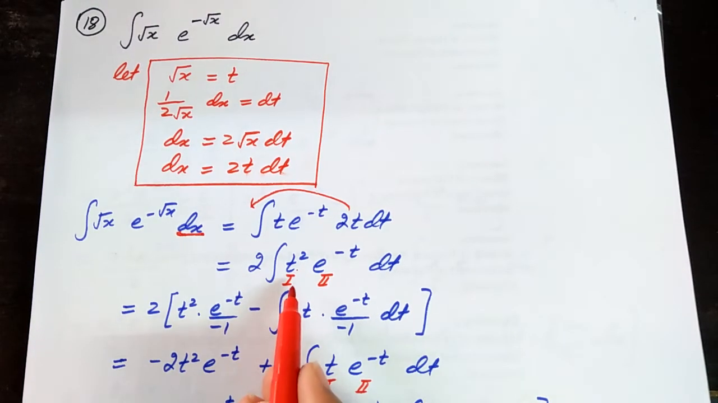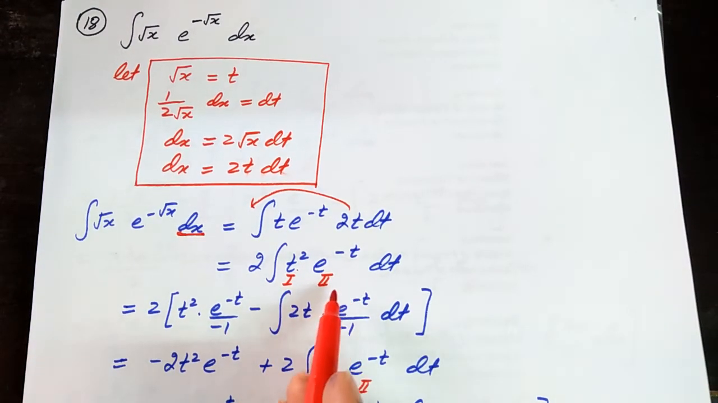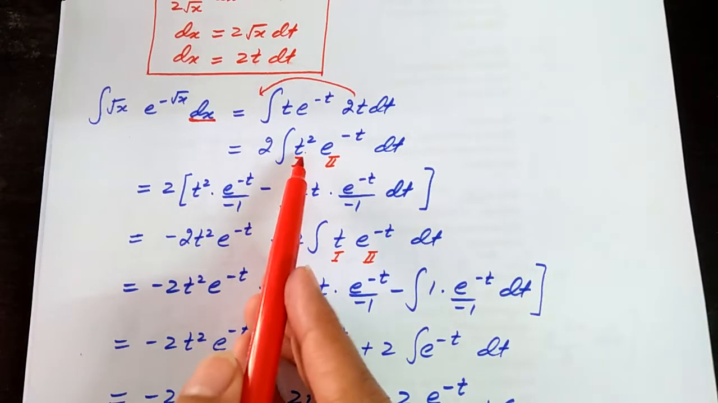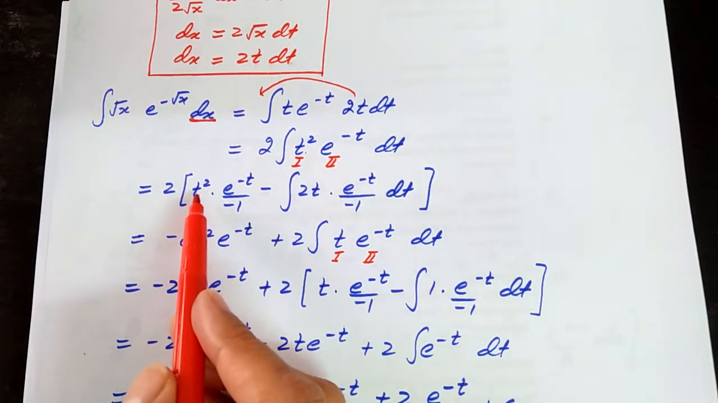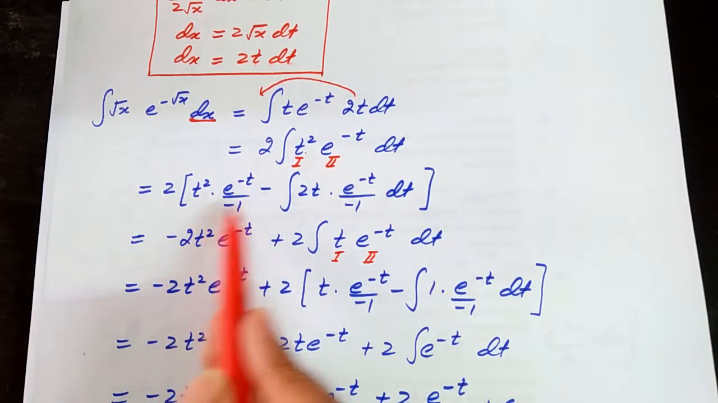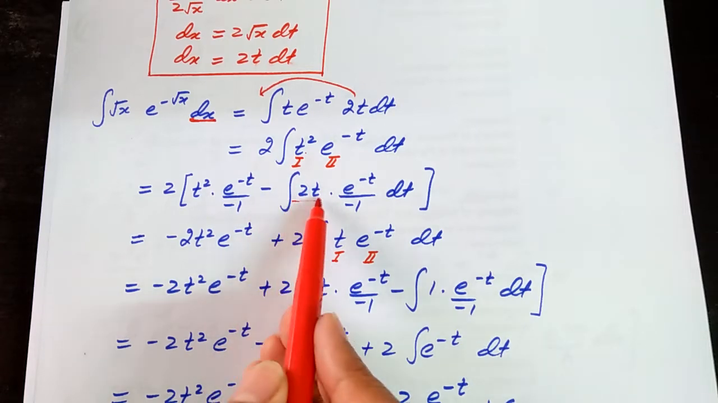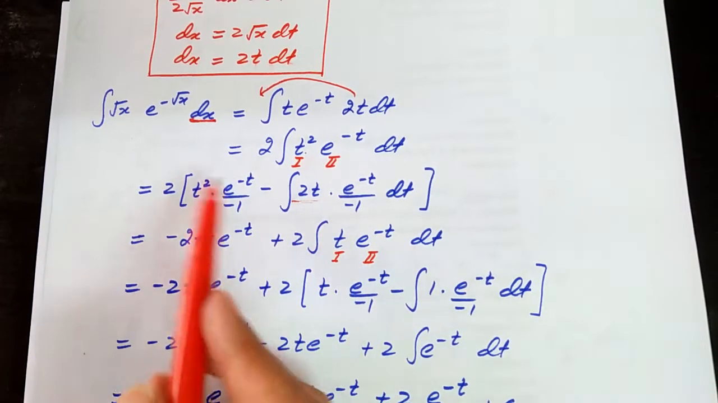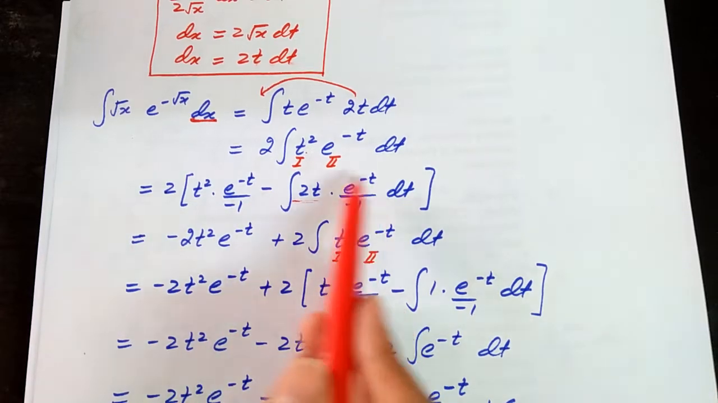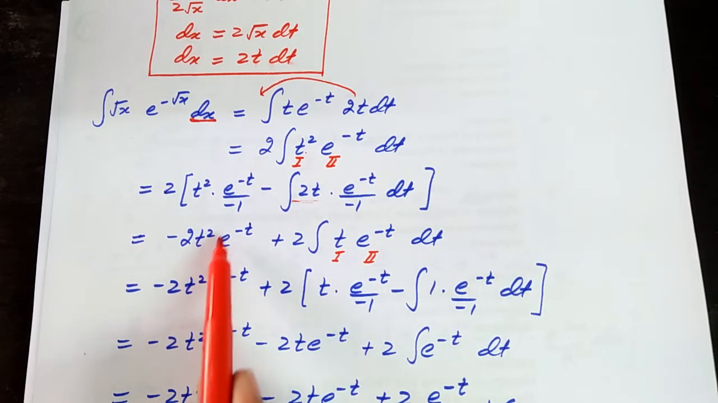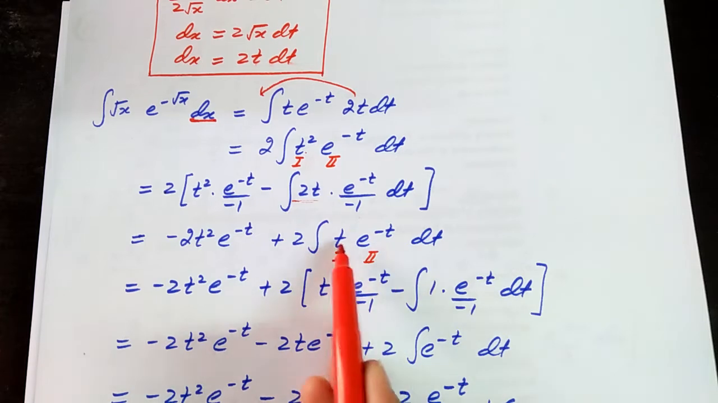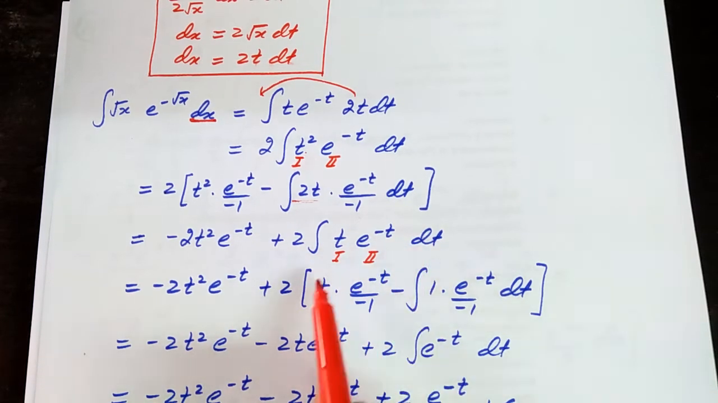Consider t square as first function and e raised to power minus t as second function. Using the integration by parts formula, first function into integration of second function minus integral derivative of first function into integration of second function. Simplify all the terms, multiply this 2 inside, and after simplification you get minus 2t square e raised to power minus t plus 2 integral t into e raised to power minus t dt.